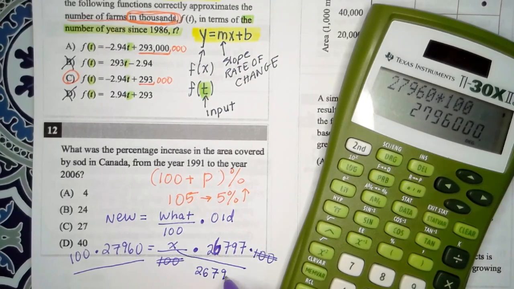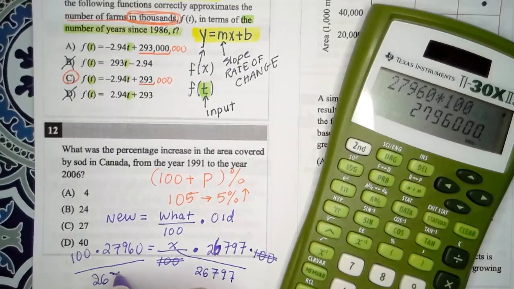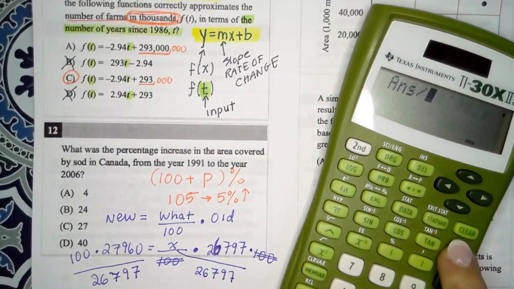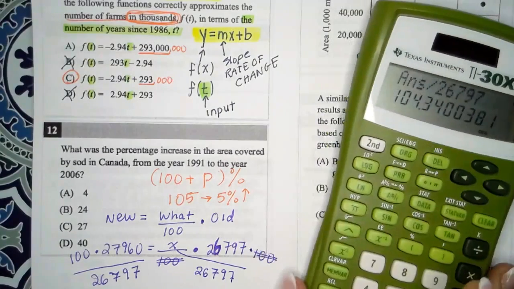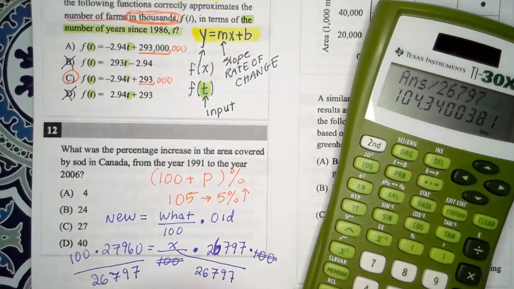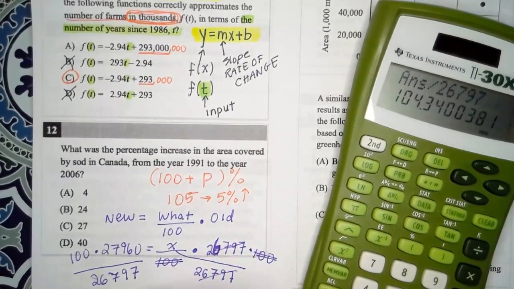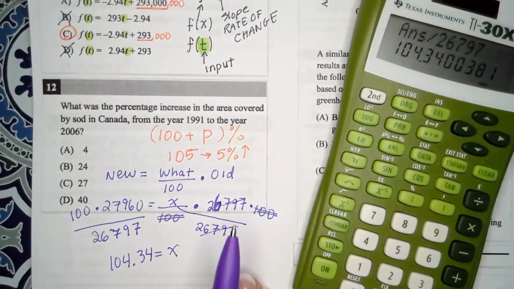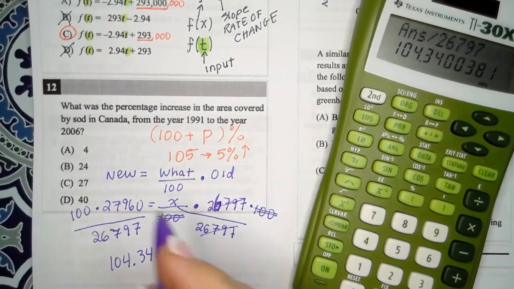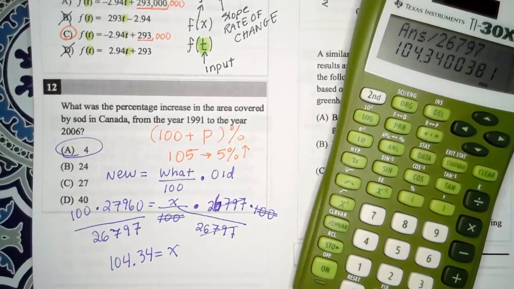Good. 26,797. Divide by 26,797 equals, and we get this number on our screen, 104.34. So X is alone now, equals 104.34. If that's the number that went above 100, to have a percent increase, it's what you add to the 100 for your answer. So what percent do we increase? 4% increase. We just round to the best answer, 4% increase.